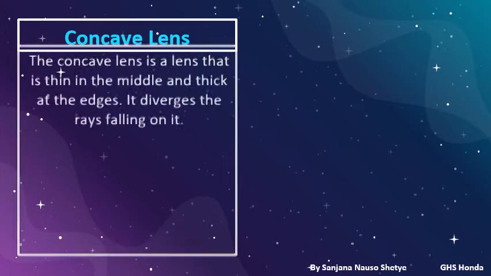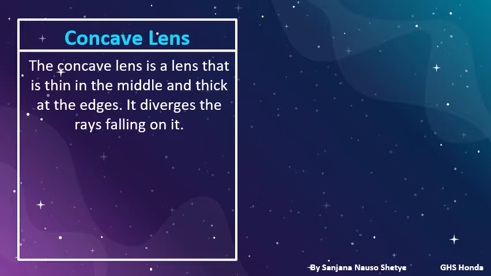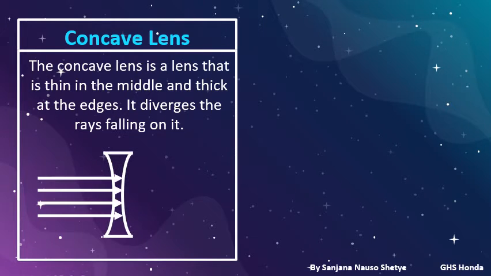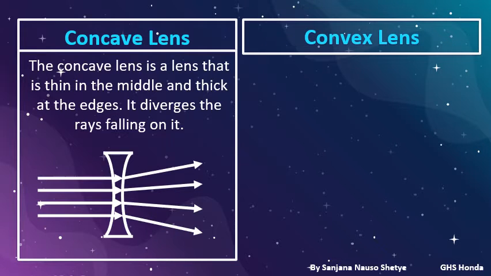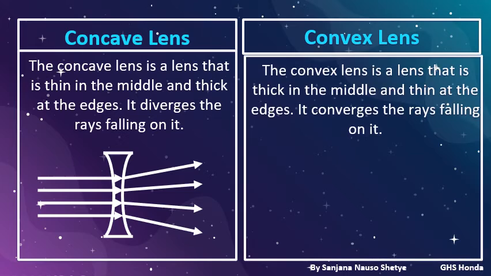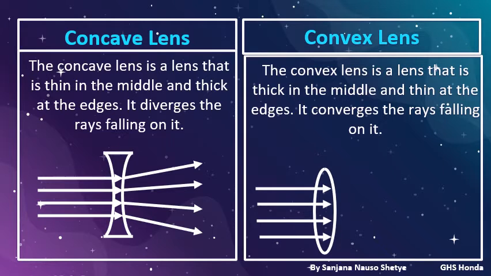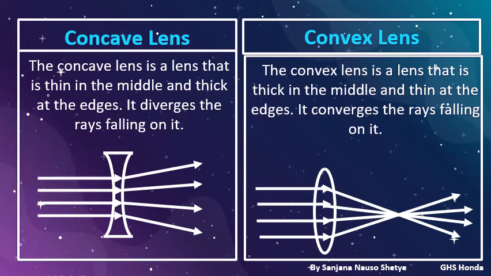Concave lens. The concave lens is a lens that is thin in the middle and thick at the edges. It diverges the ray falling on it. You can see a concave lens here. There are four rays which get diverged. Then convex lens. The convex lens is a lens that is thick in the middle and thin at the edges. It converges the rays falling on it. You can see a convex lens, four rays which get converged.